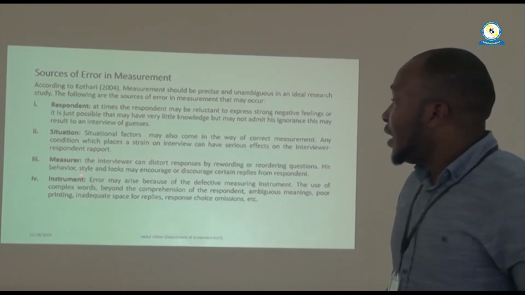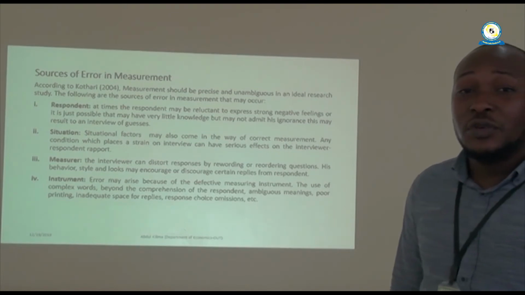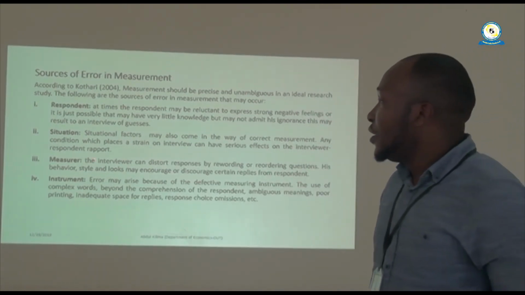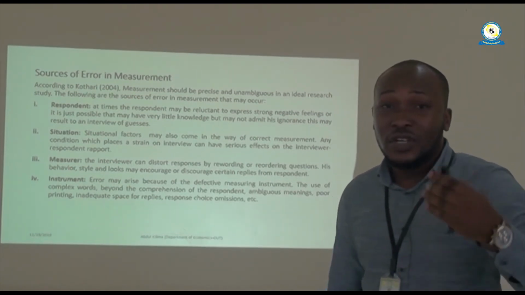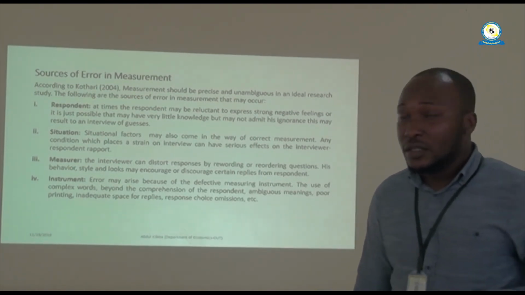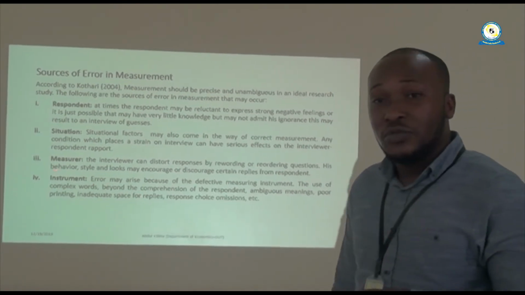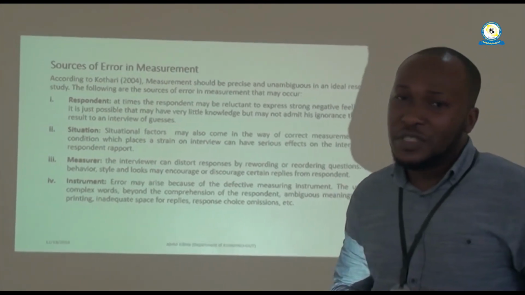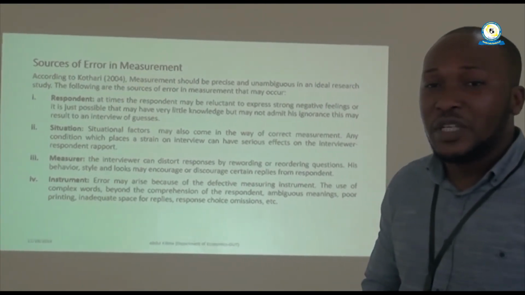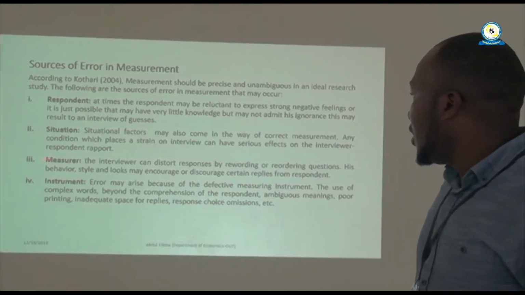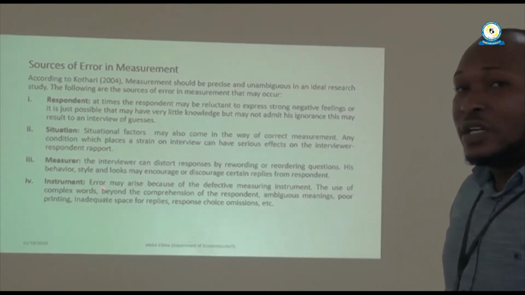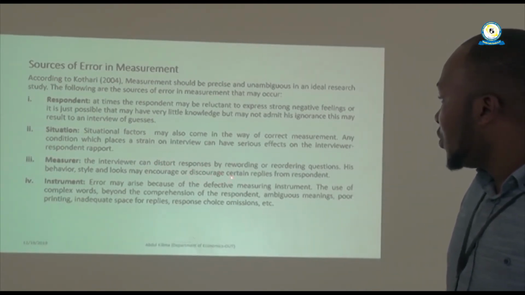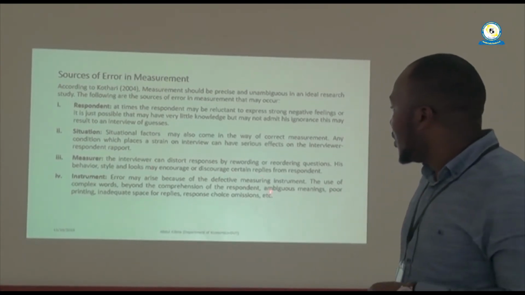Another one is the measurer. Now you yourself are the interviewer. You may have a problem. Instead of asking questions chronologically, you mix up the questions, and you miss the flow of your research. Another one is how you look, how you behave. Sometimes it may lead you not to get the required information. You are going to collect information about Muslims. You go to the mosque with your shoes on. Obviously, they will not give you the right information.